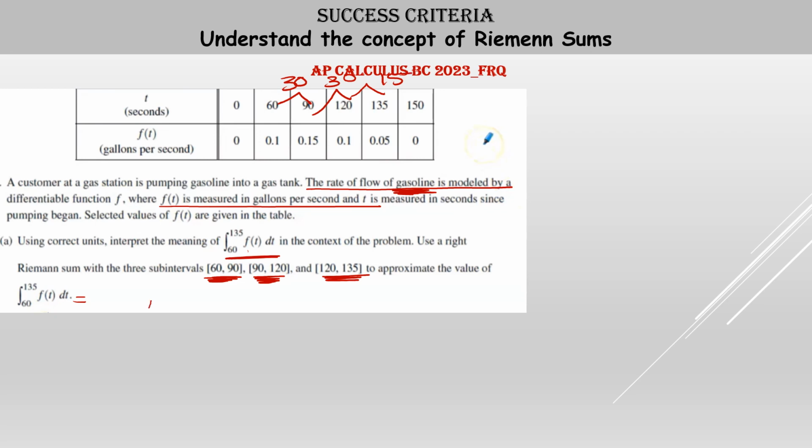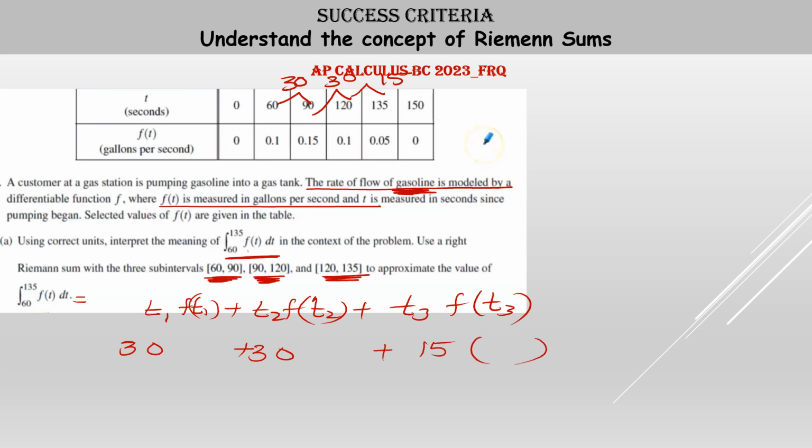So first of all, we will write T1, f of T1, T2, f of T2, plus T3, f of T3, because you are using the 3 subintervals, right? Now the first one is 30, for the second one again 30, and for the third one it's 15. Now we will use the y values.